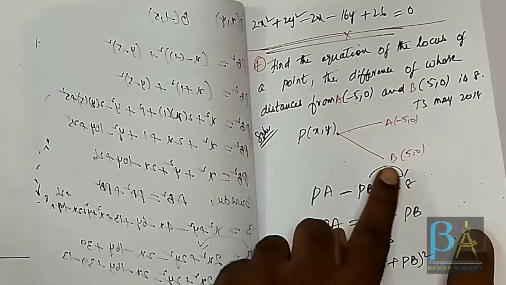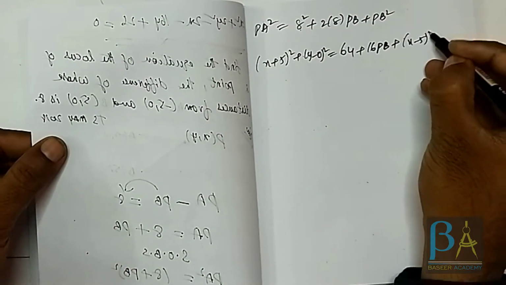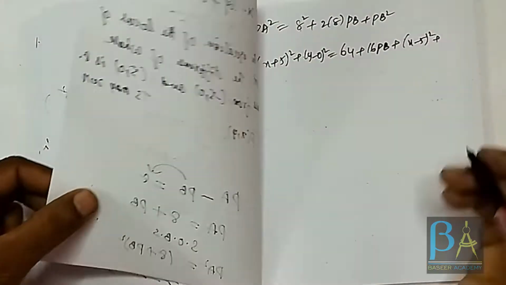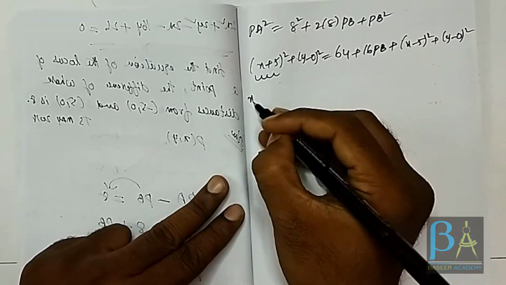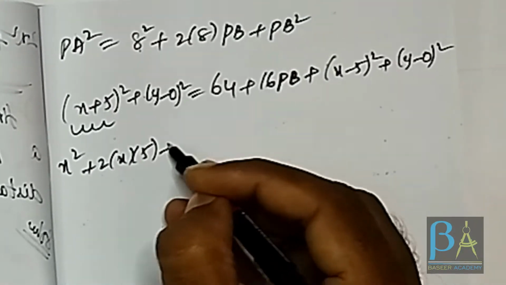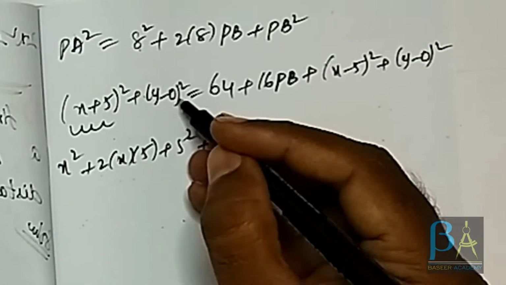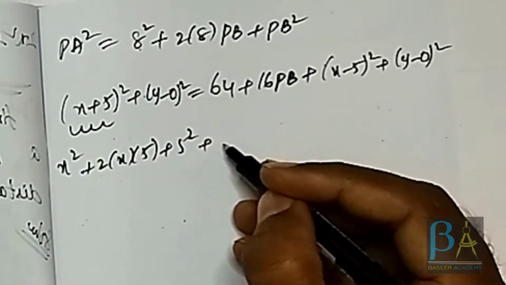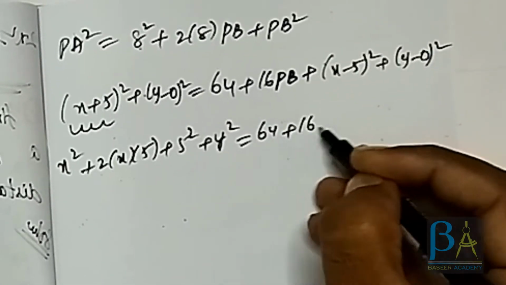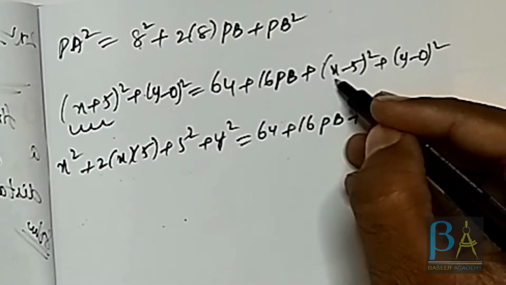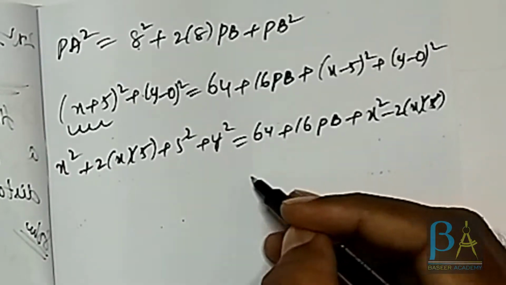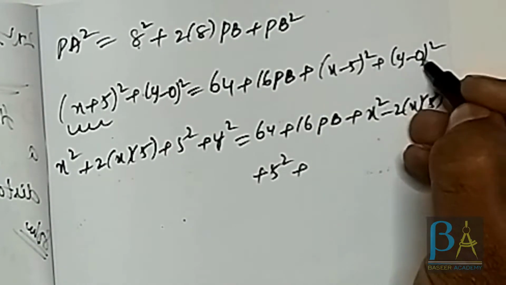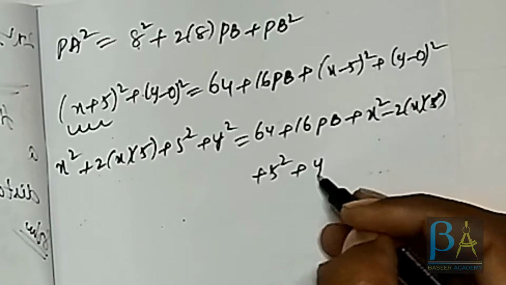PB as it is. PB square, let me find out PB square from here directly. (x minus 5) whole square plus (y minus 0) whole square. Now let me expand this using the (a plus b) whole square formula, which is a square plus 2ab plus b square. Y minus 0 is nothing but y itself, so I am just left with y square. 64 plus 16 PB plus, let me expand this using the (a minus b) whole square formula, which is a square minus 2ab plus b square. And then this is y minus 0, which is y itself, and then you have a square here, so let me write it as it is.